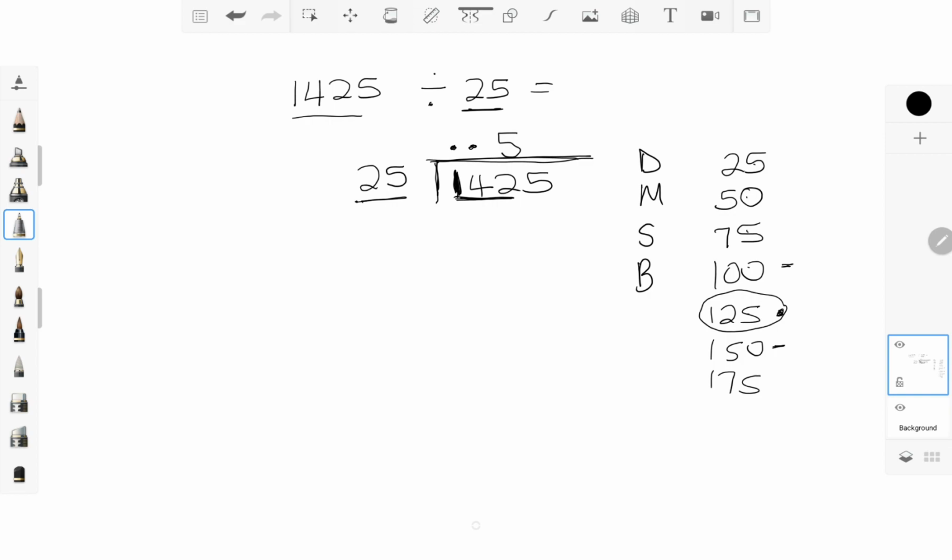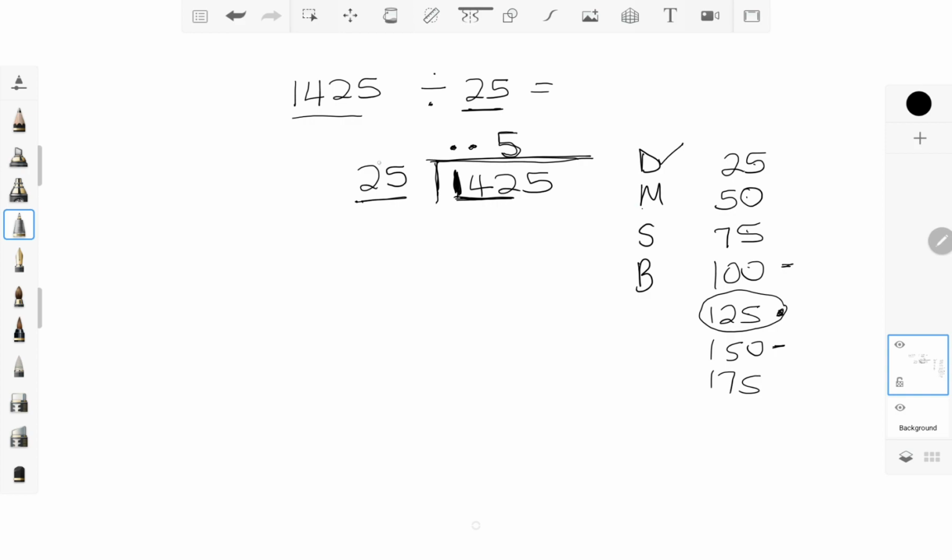Now, when I said alignment is very important, you'll notice my 1, on top of my 1, the dot goes. On top of the 4, the dot goes. 25, we're going into 142, 5 times. I put it directly on top of the 2. I have now divided. I tick it off.